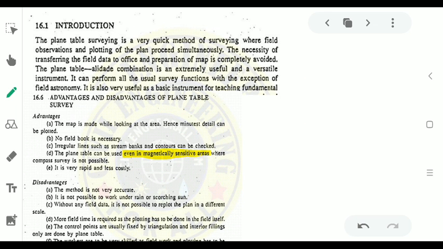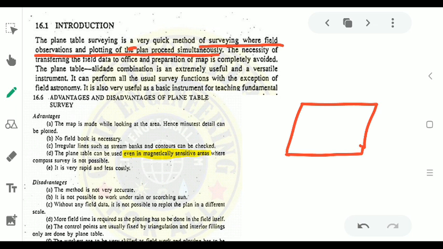Then next one is plane table surveying. So it is a very quick method of surveying where field observations and plotting of the plan proceed simultaneously. इसमें हम एक plane table establish करते हैं ground में, and we take all the readings and measurements on the ground itself. So it is very fast, and it can even be used in magnetically sensitive areas.